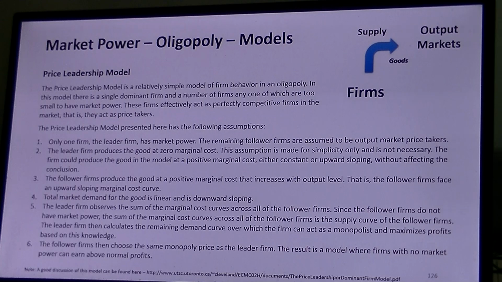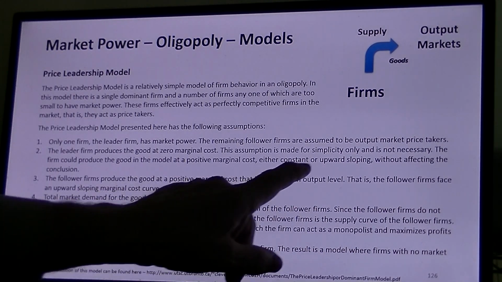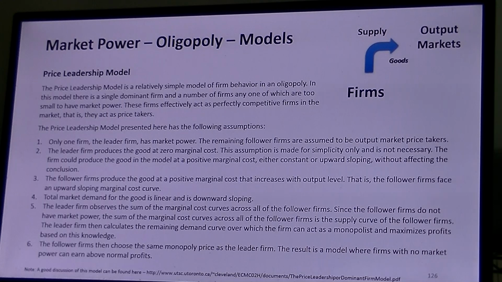But what's interesting here is that we have a firm that's dominant and will act in some kind of monopolistic market behavior. Also, what will be different about this model is that the leader firm produces the good at zero marginal cost. It's important to remember that we make that assumption just so that our outcome is simpler, but it's not necessary. We could have a positive marginal cost, and we would still get a similar outcome. But I'm just doing this in order to keep the model simple.